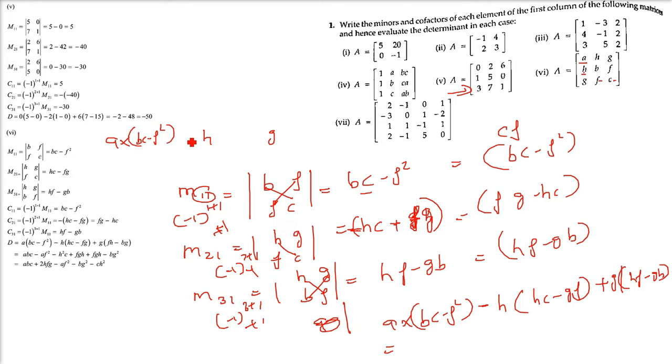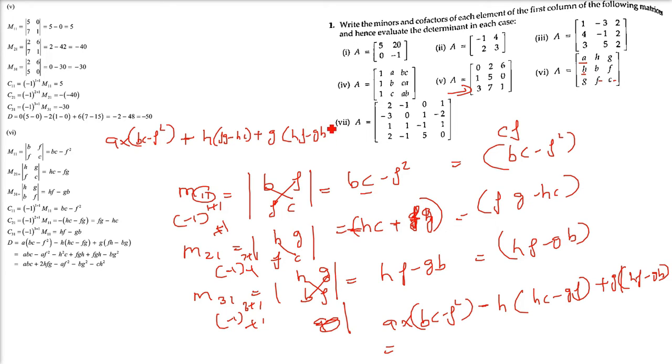This is using cofactor, plus H into, already cofactor sign has been taken care. So HF minus G, HF minus this FG minus HC, and then G into third one, HF minus GB. So the middle one, we didn't care about this sign, we just put plus, because it is using cofactor.